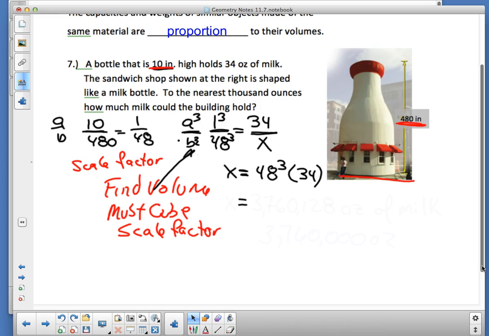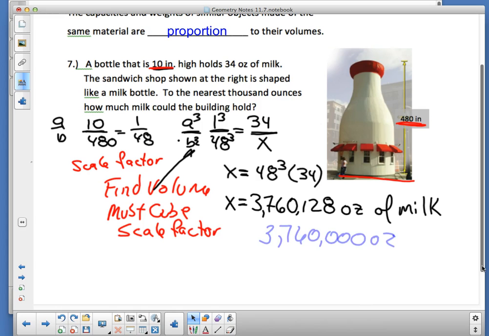So that's 48 cubed times 34. And when I multiply it out, a lot of people go, no way. That's 3,760,128 ounces. I'm going to reread my question because they asked me to round to the nearest 1,000 ounces. So really my answer is that because I go to the thousandth place, which is right there, and right there is 1, so I just cut off the 128 and it's 0, 0, 0. So that's my ounces of milk.